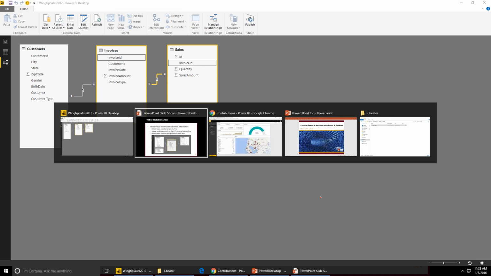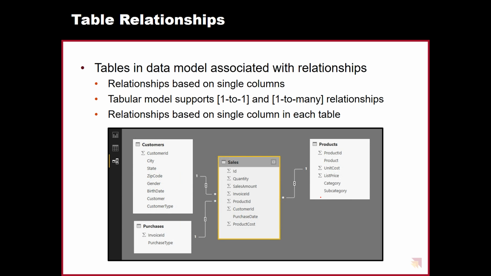Now, a couple things about working with relationships. So the tabular model supports one-to-many relationships, and that's the most common type. It also supports one-to-one relationships. It does not support many-to-many relationships, so generally you have to create some type of a table in between the two tables with the many-to-many relationship.